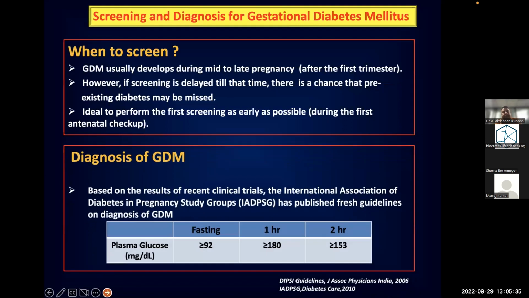So how do we diagnose GDM? It is diagnosed by the IADPSG criteria, based on the OGTT, where we record the fasting, 1 hour and 2 hour blood glucose levels after a 75 gram glucose load. Based on these criteria, that is fasting 92, 1 hour 180 and 2 hour 153, if any of the criteria is crossed, the pregnant woman is diagnosed as GDM.